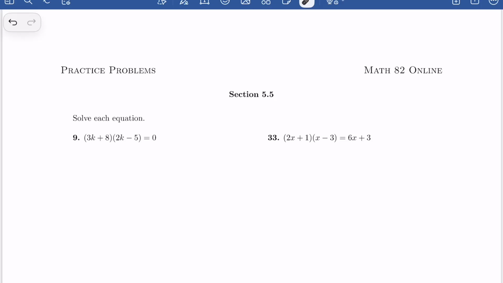In this video, we're going to go over some practice problems from the end of chapter 5 and the beginning of chapter 6 of our textbook. So starting with section 5.5 here, we want to solve equations using what's called the zero factor property.